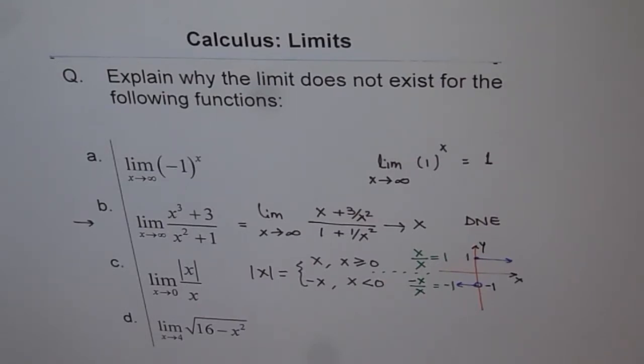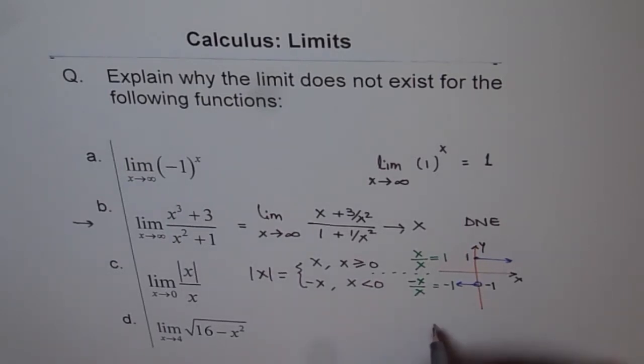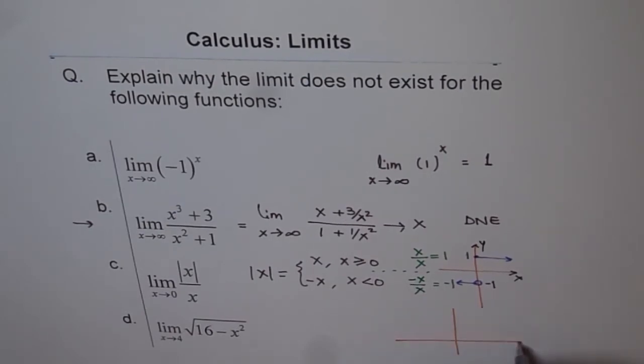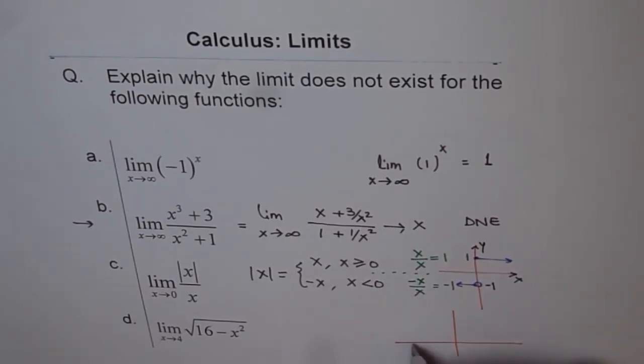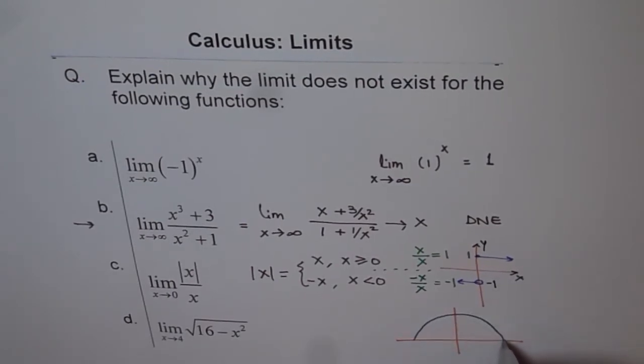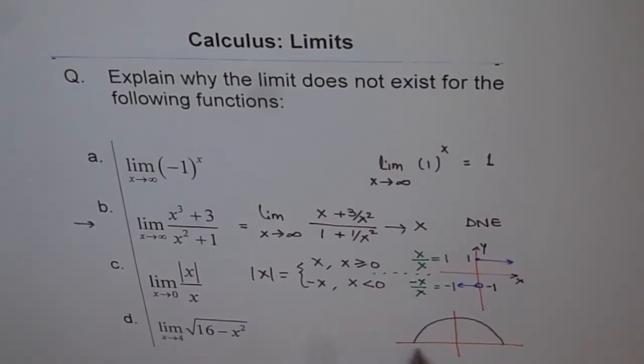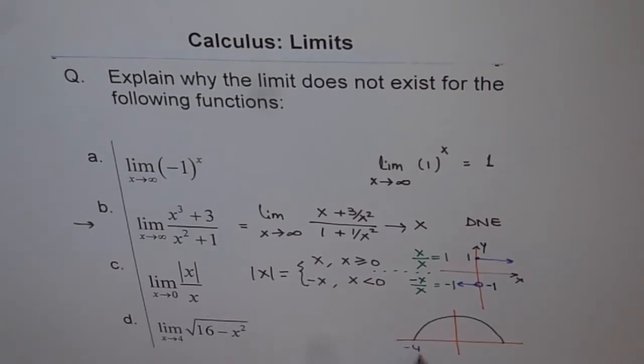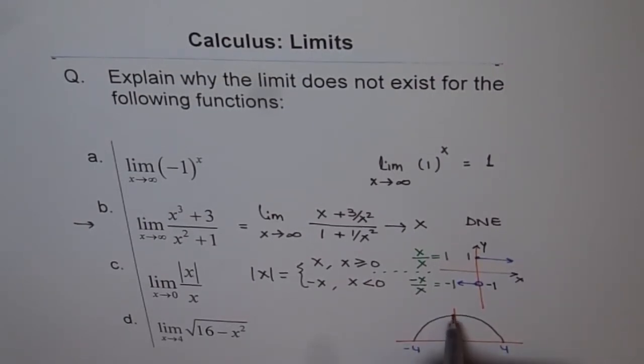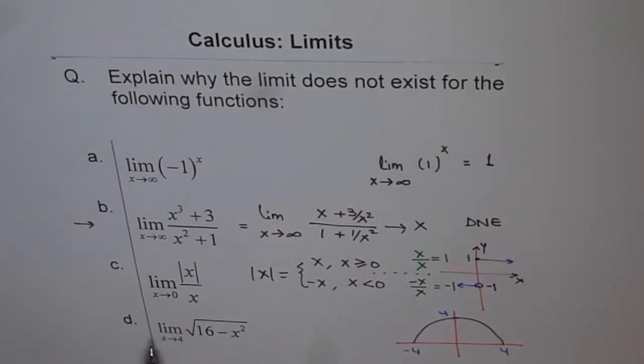Now let's look into part D. Limit of square root of 16 minus x squared when x approaches 4. Now, what is this function? Can you tell me? This function is a semicircle. Since it is just plus values, not minus, otherwise it would have been a full circle, correct? Now this is a semicircle where the x values are between minus 4 and plus 4, right? This is also 4. Now, limit as x approaches 4.